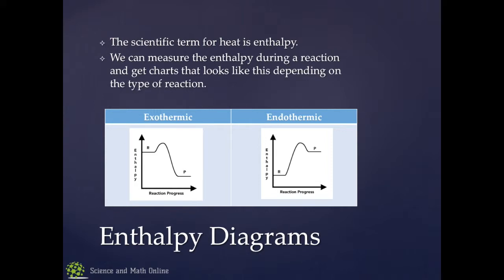So once again, exothermic is leaving the system. Energy is leaving or exiting. And so you go downhill because that's energy leaving. Endo means energy is going into, and you're putting energy in, so therefore you go uphill on the diagram.